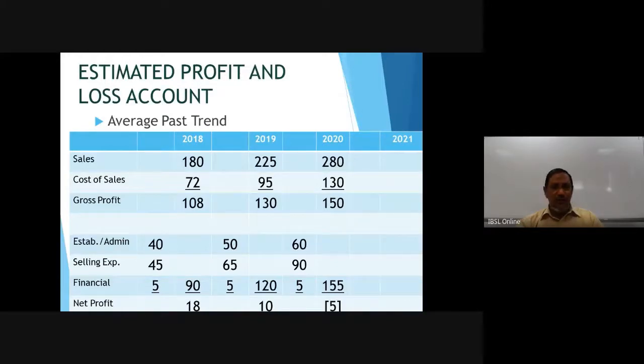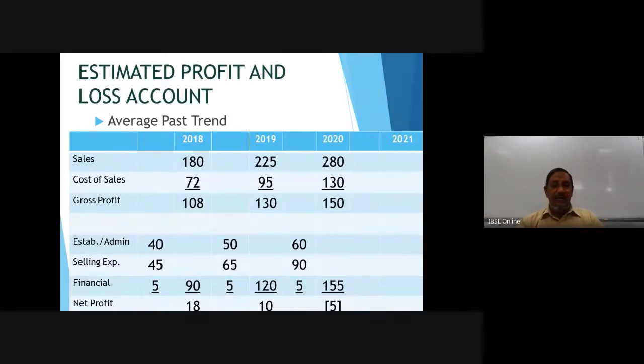Cost of sales 72, 95, 130. Then gross profit is 108, 130, 150. The establishment and administration expenses 40, 50, 60. Selling expenses 45, 65, and 90. Financial expenses are 5, 5, 5. It is not changing. Therefore, total expenses 90. In 2018, they earned a profit of 18. In 2019, earned a profit of 110. Total expenses 120.